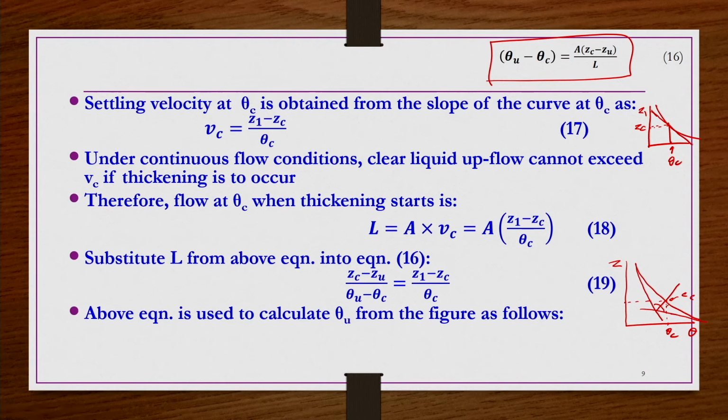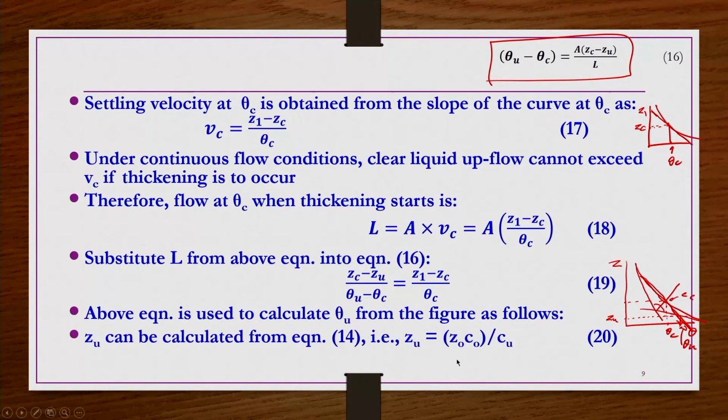Now at this point you draw a tangent at theta c and extend it like this. At the Zu information that we already calculated, you draw a horizontal constant Zu line. That is going to intersect this tangent at theta c at some point, and the corresponding time is nothing but theta u, that we have already seen in the previous slide also.